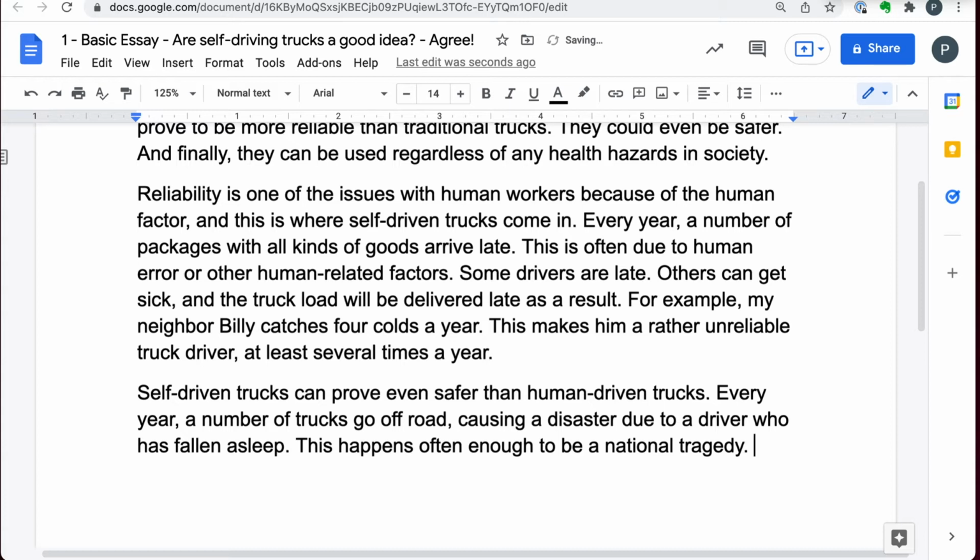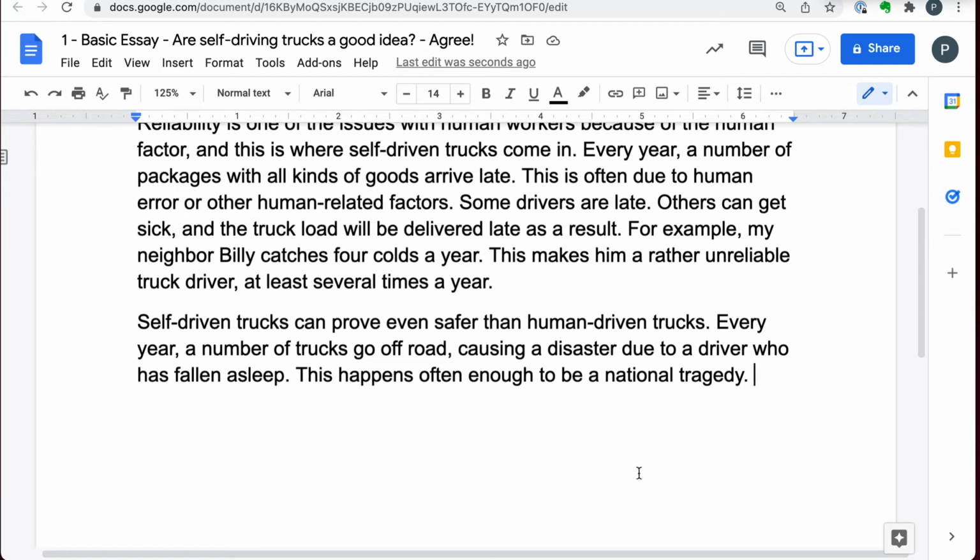I may be exaggerating here, but anyone who has ever lost a family member to this type of tragedy will agree that this is a tragedy. And this actually does happen. I know about it. I just don't know the statistics because I don't have access to the internet right now, let's say. So this happens often enough to be a national tragedy. I'm just going to say that, and that's fine.